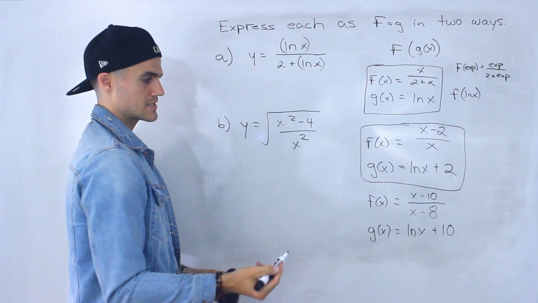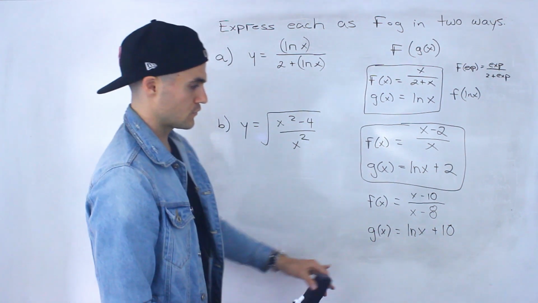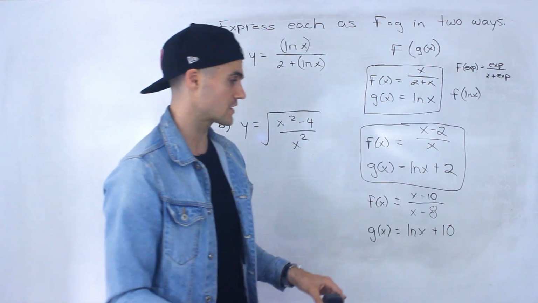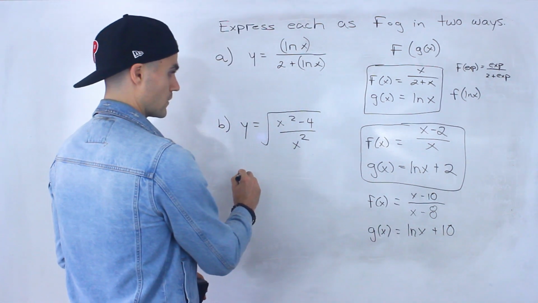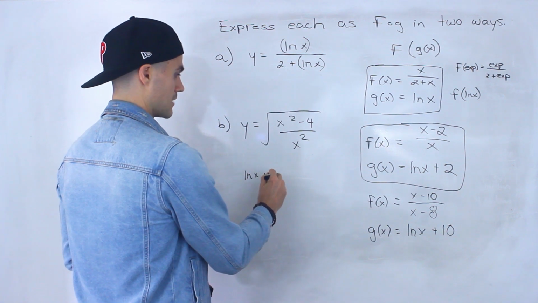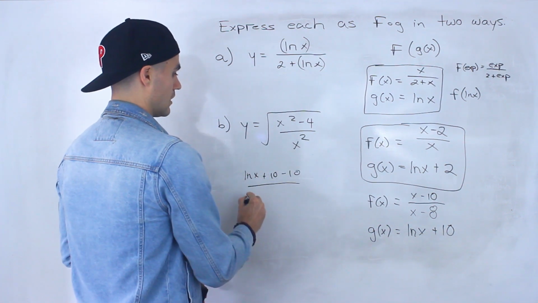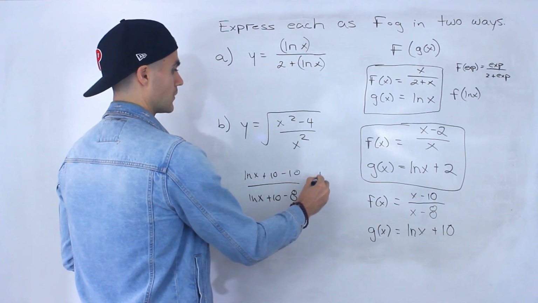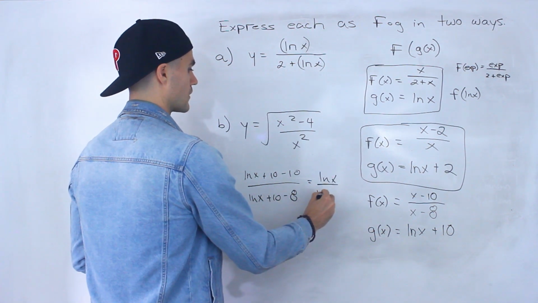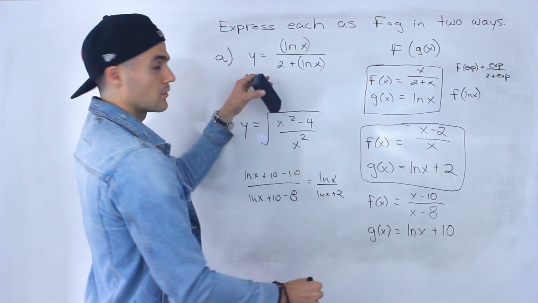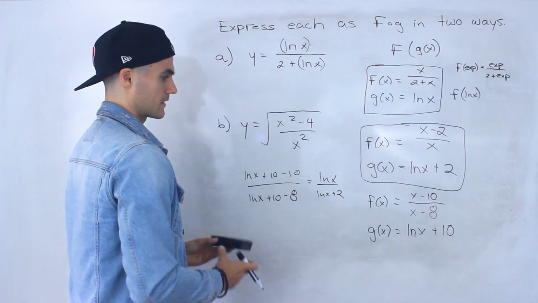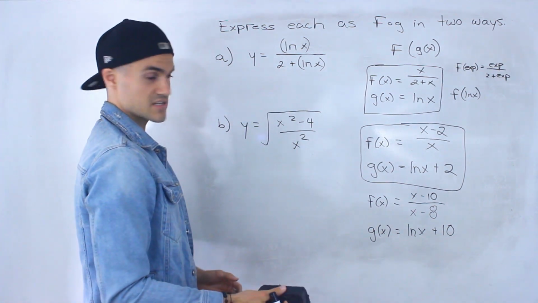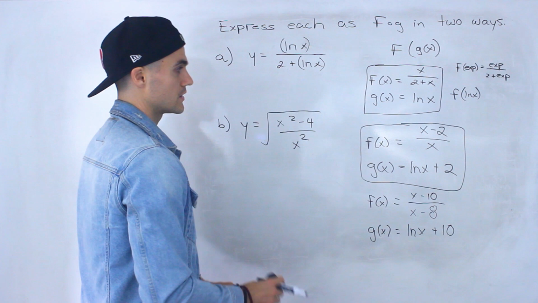Like that. So that's another possibility. So if we plug in ln of x plus 10 for both of these x values, that's what f of g of x would be. Notice we'd end up with ln of x plus 10 minus 10 over ln of x plus 10 minus 8. And we'd end up with ln of x over ln of x plus 2, which is what we're trying to go for. All right, so again, an infinite amount of possibilities of what we can do here.